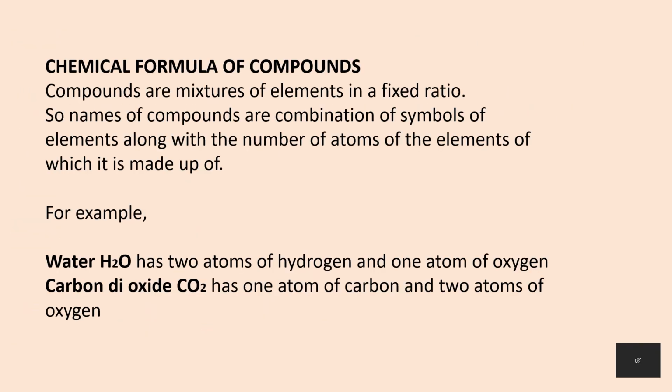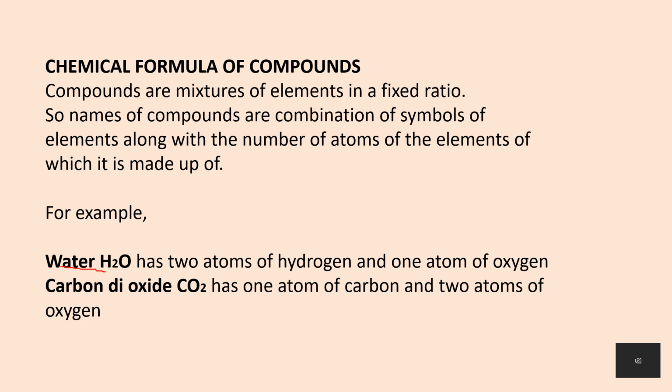Let us see what a compound is. A compound is a substance composed of two or more elements chemically combined with one another in a fixed proportion. So the chemical formula of a compound is a symbolic representation of its composition. It means it gives us the number of atoms of each element of which a compound is made up. Here I have written two examples.